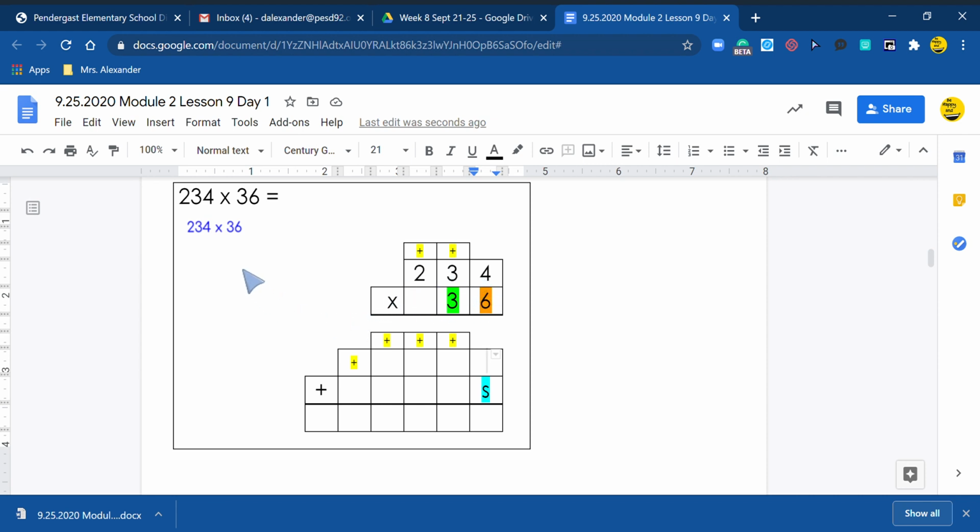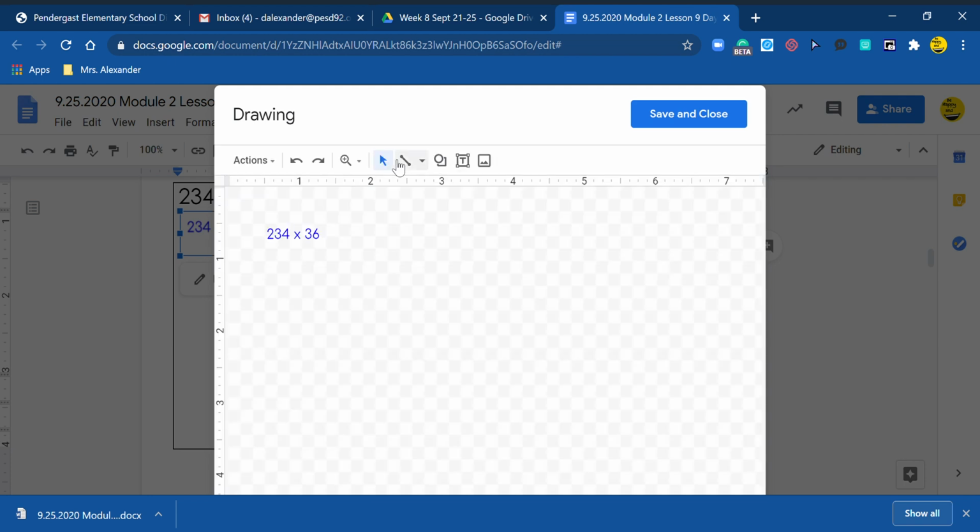Now that it's set up, I'm going to quick bounce in my scribble and take it chunk by chunk. So I'm going to get my scribble ready. I'm going to rewrite it. 234 times 36. This is what we already know. So I'm going to, over here on the side, take the first number. So we go 234. And I'm going to multiply it by 6.